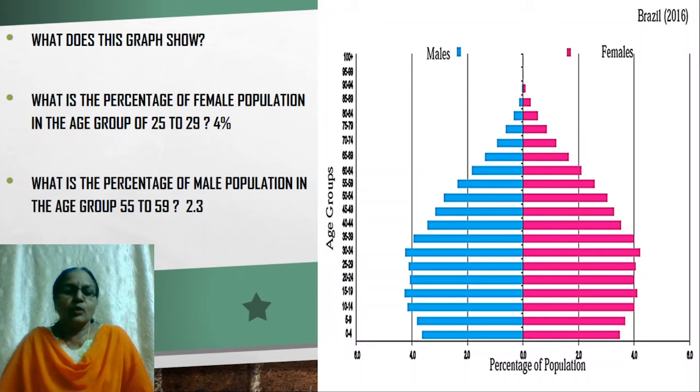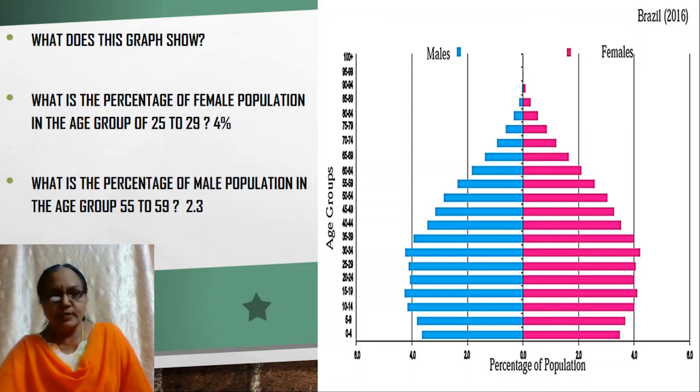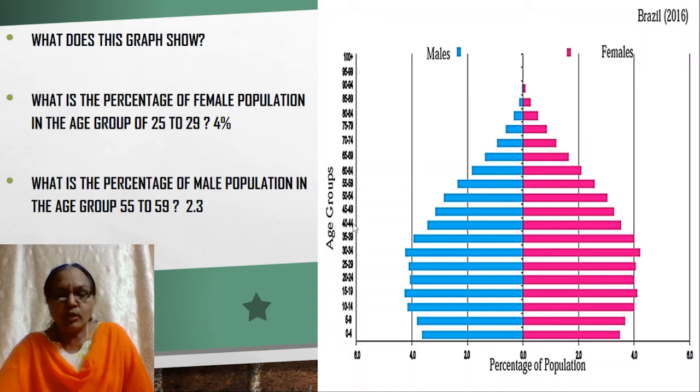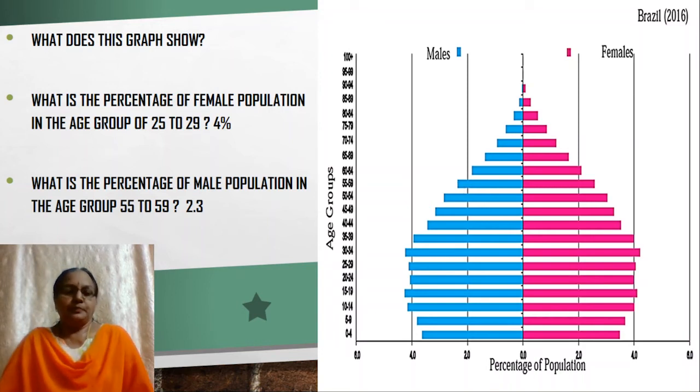The next question, what is the percentage of male population in the age group 55 to 59 years? So look for 55 to 59 years, okay, and that to the male population. So here, just find out, it is more than 2% and less than even 3. So let us say it is 2.3. So the male population in the age group of 55 to 59 years is 2.3%.